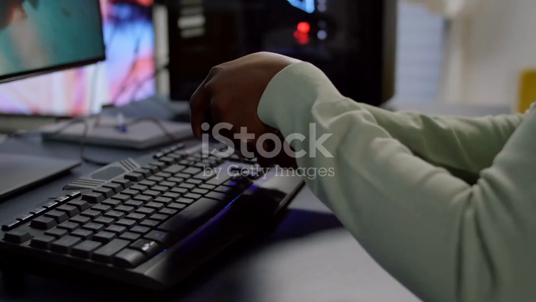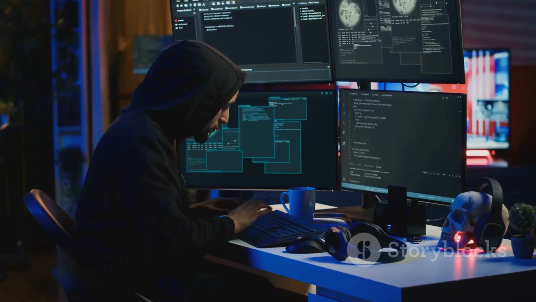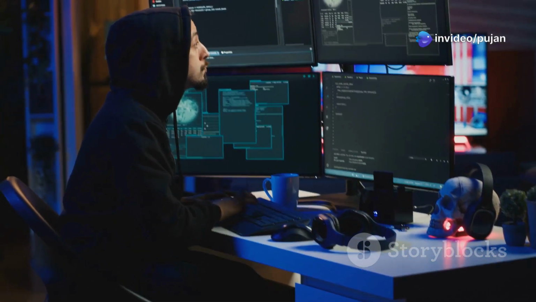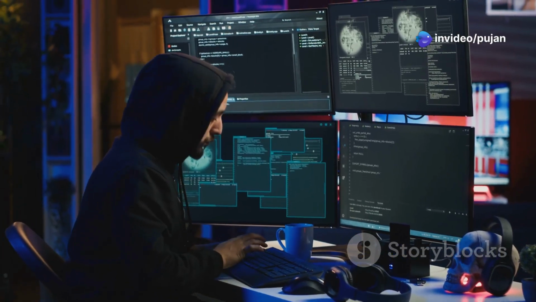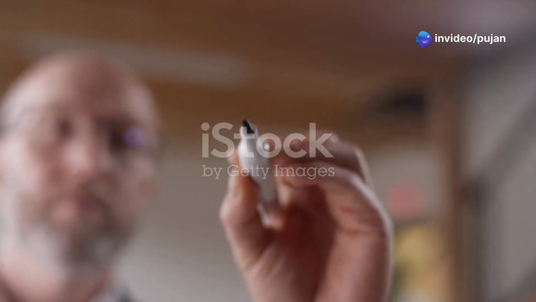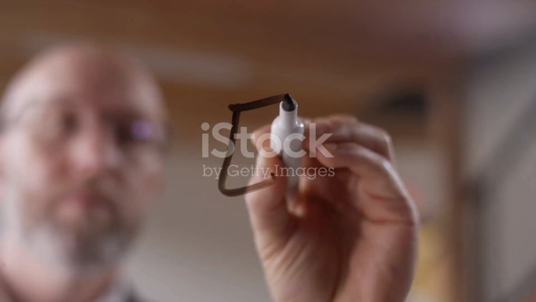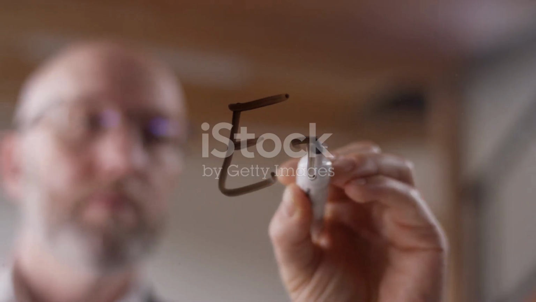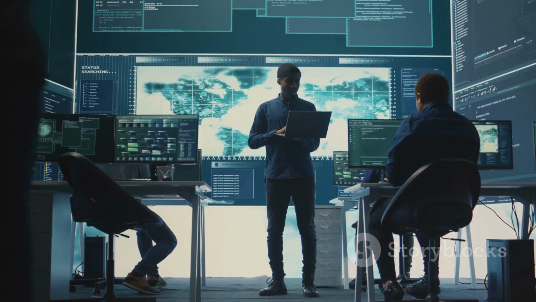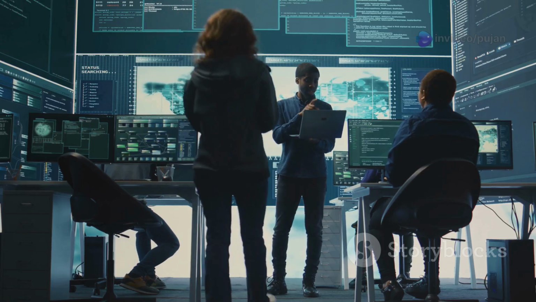Now, let's talk about ethical hacking. That phrase sounds a bit funny, doesn't it? Hacking is usually something we think of as bad, something criminals do, but the key word here is ethical. Ethical means doing something for good reasons, following good rules. Ethical hackers are like the security guards for the digital world.